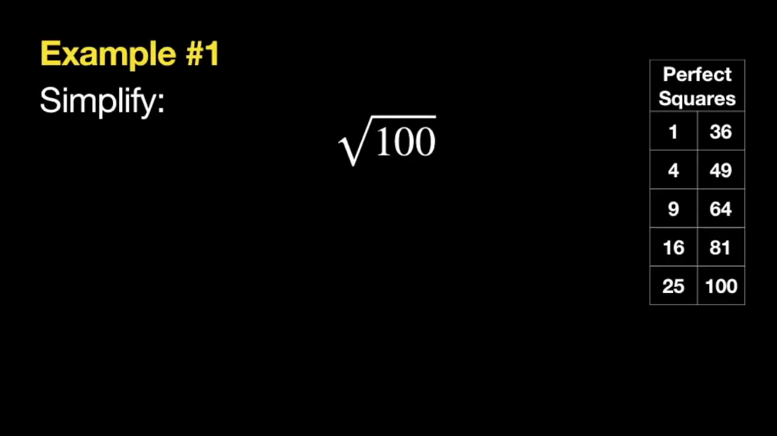So in this example, we're looking for the square root of 100. Now, on the right-hand side, you see your perfect squares. So we have 1, 4, 9, 16, 25, 36, 49, 64, 81, and 100. So we know that 100 is a perfect square. So this makes things easier because we know that the square root of 100 is going to be the same thing as saying 10 to the second power.